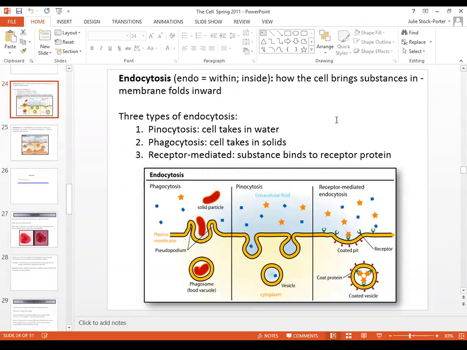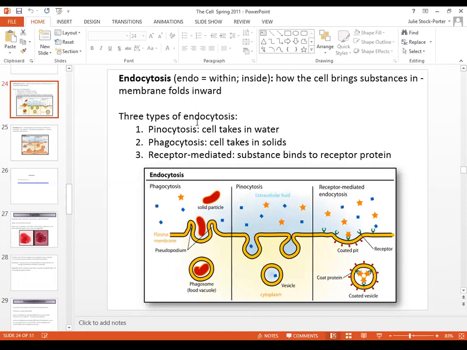Here's a look at endocytosis. When we look at endocytosis, there are three types: pinocytosis, phagocytosis, receptor-mediated. All terms you need to know. Pinocytosis means that we're taking in water. Phagocytosis means we're taking in solids. And receptor-mediated is those, remember we talked about the receptor proteins that are hooked onto hormones and drugs?